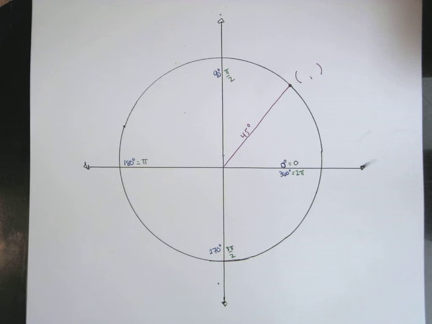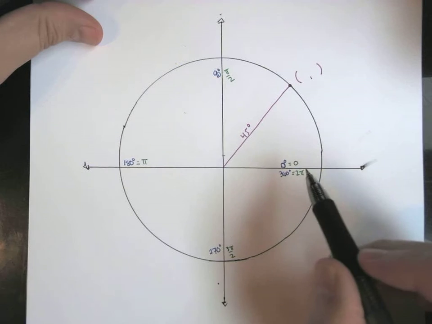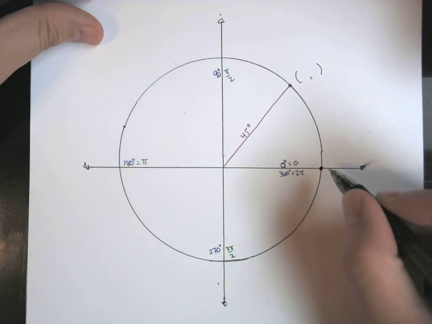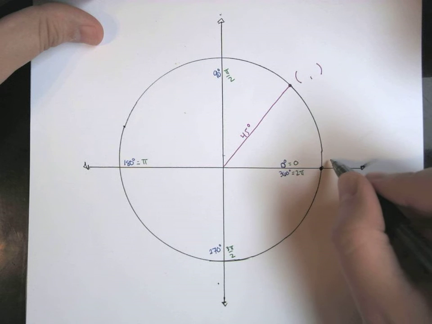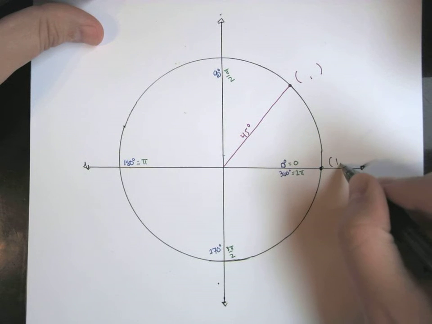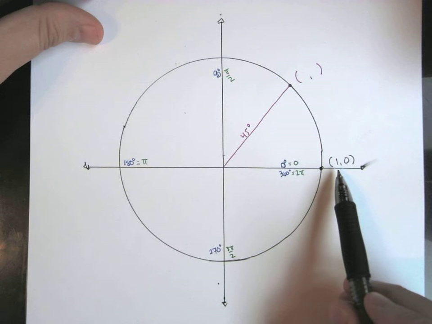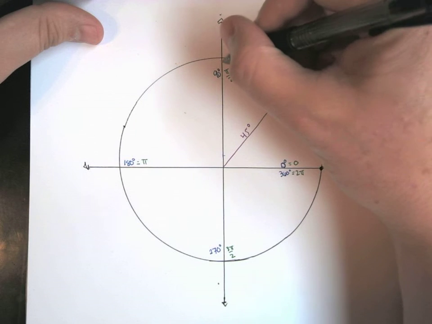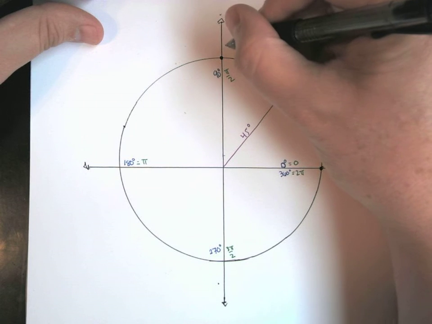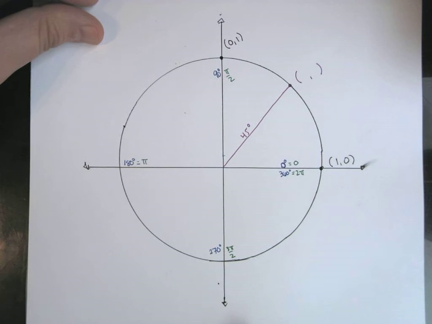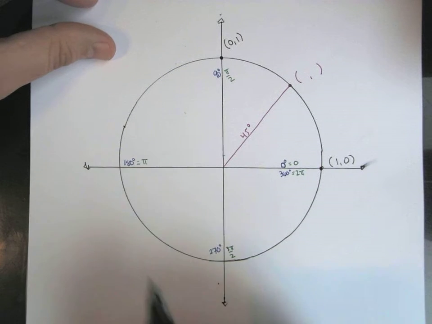Let's do a couple that we would already know. We've kind of done this already for the quadrant angles. 0 degrees is 0 radians. So the point here, if this is 1, my x value is 1. My y value is 0. So the cosine at 0 is 1, and the sine at 0 is 0. If I go up to 90, now my x value is 0 and my y value is 1. So cosine at 90 is 0, and the sine at 90 is 1.